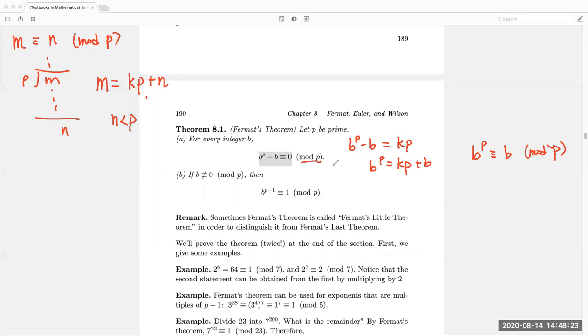Any questions? Student: I don't get it. B to the power of P equals B. Shouldn't it be B over P? This is about the remainder. When you divide B to the power P by P, what's the remainder? B to the power P can be written as K times P plus B. K is the quotient, and then the remainder is B. So you write B here.